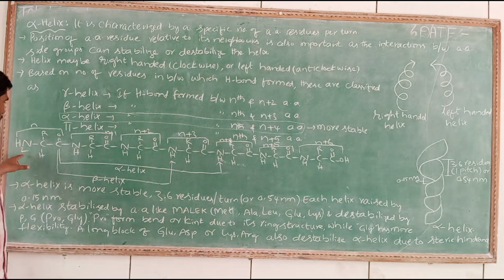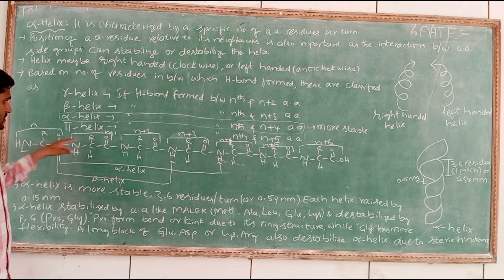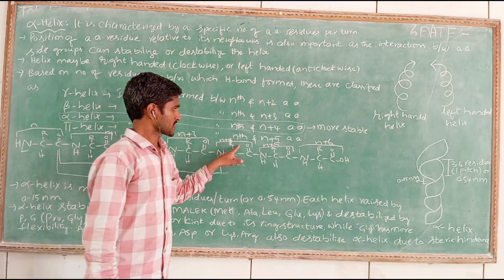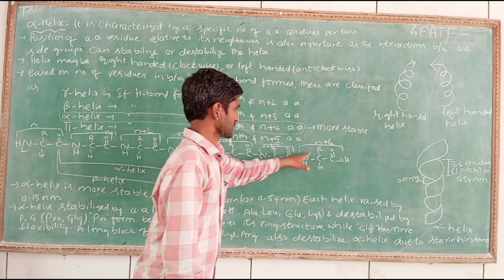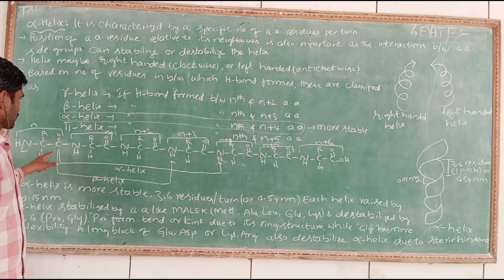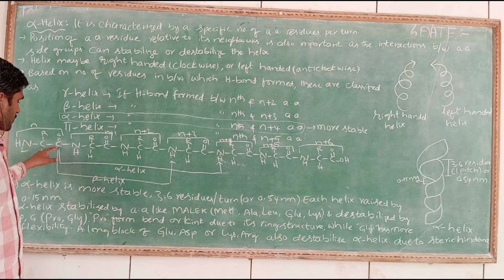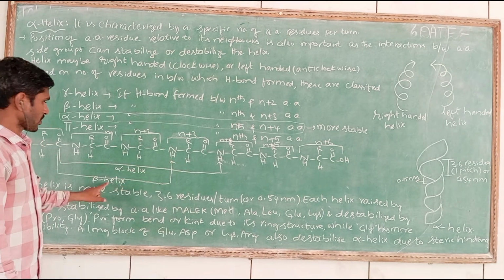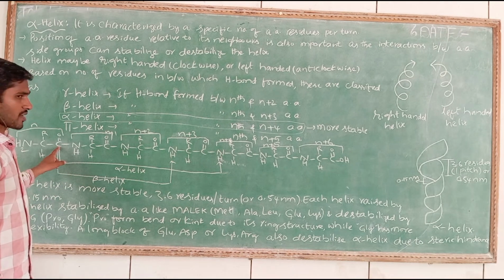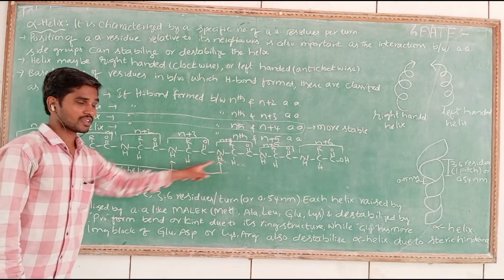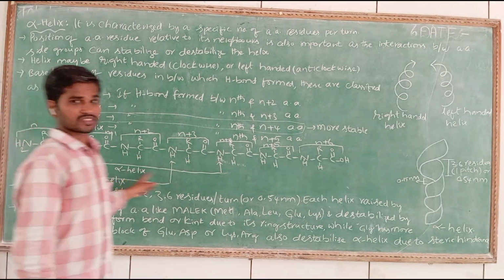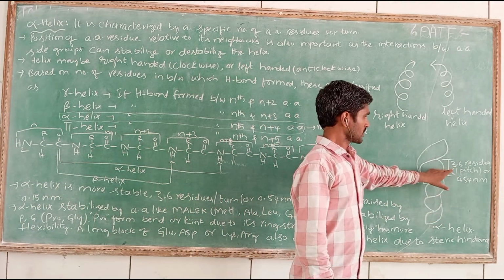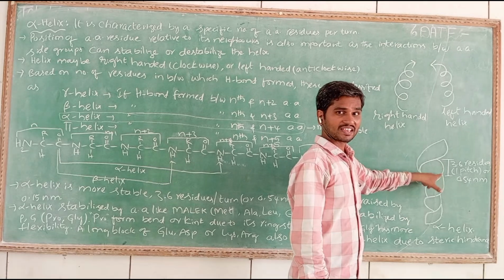We can represent this here: N amino acid, N plus 1, N plus 2, N plus 3, N plus 4, N plus 5, N plus 6. If we have one hydrogen bond between the N amino acid and N plus 3 amino acid, then we call it a beta helix. If the bond is between N and N plus 4 amino acids, then we call it an alpha helix. So this is the alpha helix formation. This is an alpha helix, and here we have represented one turn of the helix.